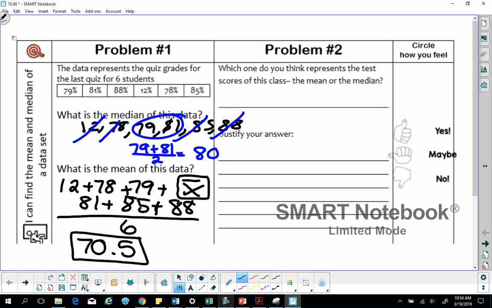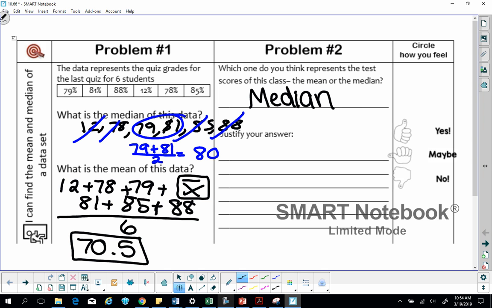What do you think has to do with the mean? Why do you think it's way lower? Looking at your data right there, whose quiz made it go really low? 12. That 12%. What's that called, Jeremiah? Outlier. So when there are outliers, we always use the median, because the median, it doesn't affect it at all. We're just lining it up in order. So even if that 12 was a 50, it would affect the mean, it would not affect your median.